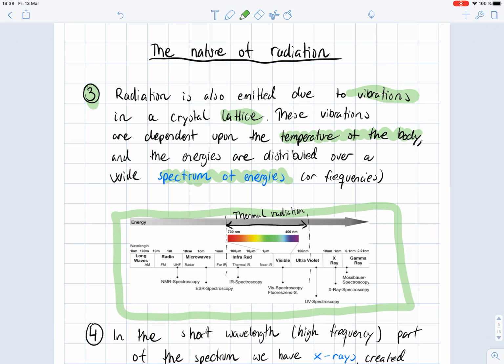And you've probably seen this before. We go from very small wavelength or high frequencies here, where we have gamma rays, to very long wavelength or low frequency, long waves, radio waves, microwaves, etc. In the middle here, let's use blue, we have what we call infrared, visible, and ultraviolet waves. And this is analogous to thermal radiation, which will be the main point of interest in this part of the course.